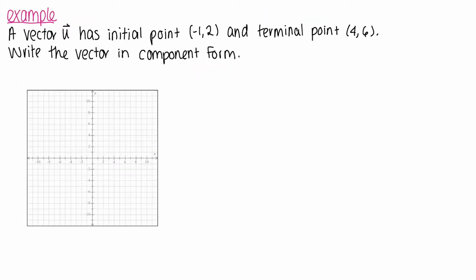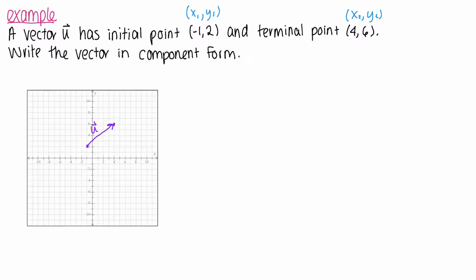All right, so we have a vector u. It has initial point negative 1, 2. That's right here. And terminal point 4, 6. So over 4, up 6. This is my vector here. And it's the vector u, so I'll just label it. We want to write this vector in component form. So our initial point is going to be our x1, y1, and our terminal point will be our x2, y2.